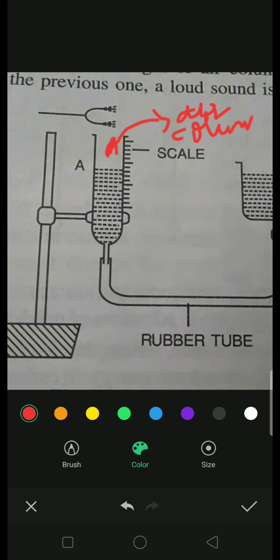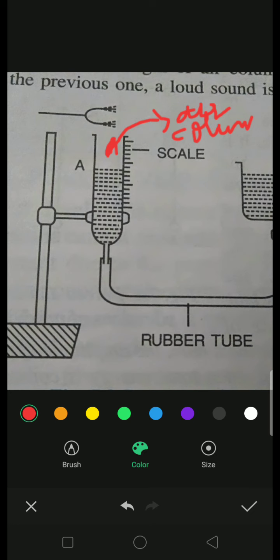Now you can see that when this tuning fork is vibrating, the air particles over here also start vibrating. When they start vibrating, they will produce a sound. And suppose the natural frequency of this air becomes equal to the natural frequency of the tuning fork, then resonance will happen and you will hear a loud sound.